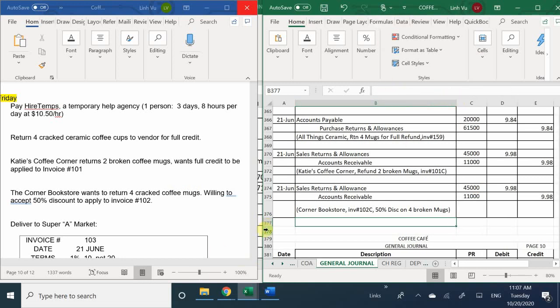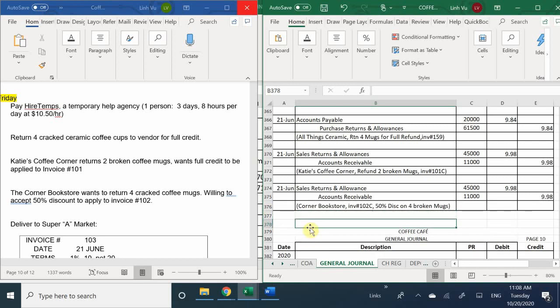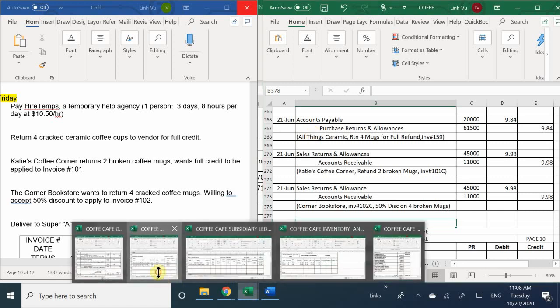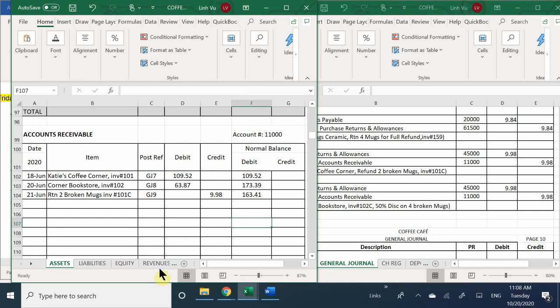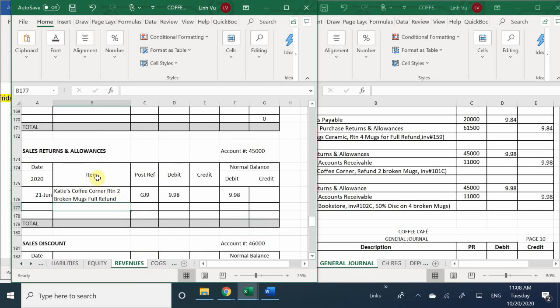Okay. So for Mr. Corner Bookstore, now what? We need to go to our ledger. Again, we're going to be dipping into the same exact accounts, right? We're going to be dipping back into my sales returns and allowances. 621.